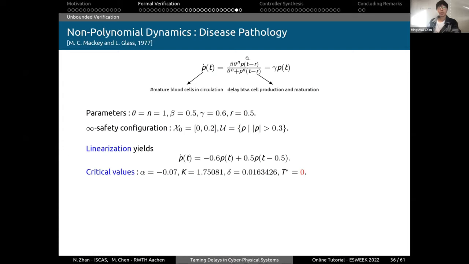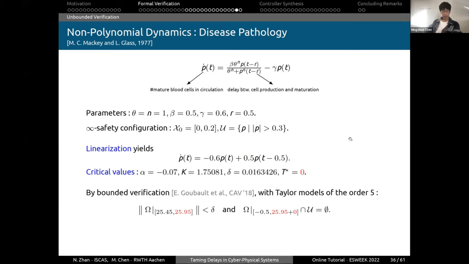Because this is absolutely not a linear system, we first do the linearization. This gives us a system of this shape. And now we compute some critical values, namely alpha, k, and delta. And in this case, we have a special t star, which is zero. Basically it means if you start from a delta region, so this small constant, then you are already in the safe area.